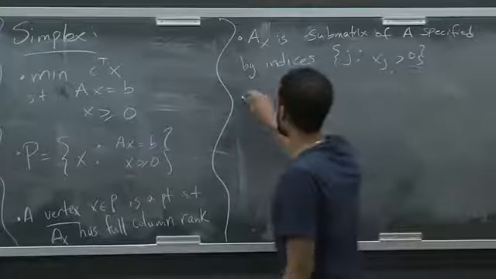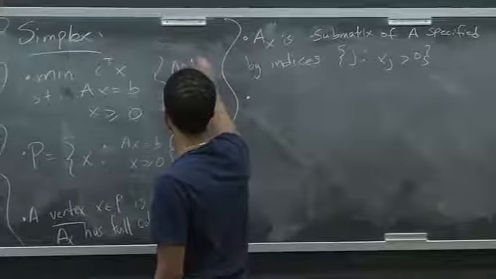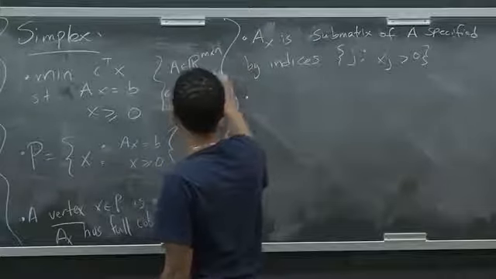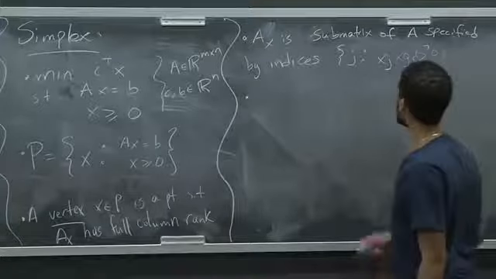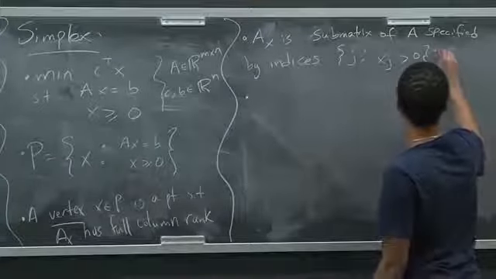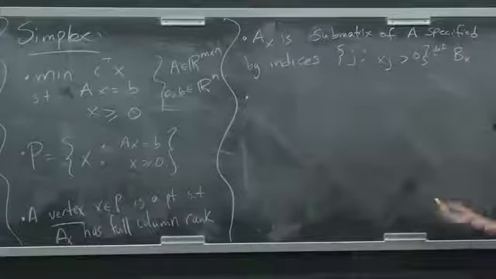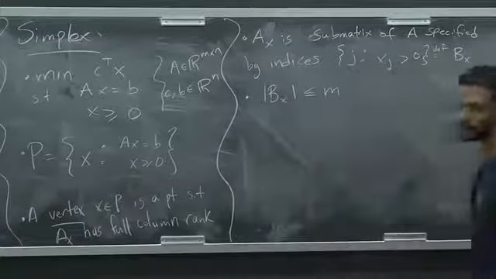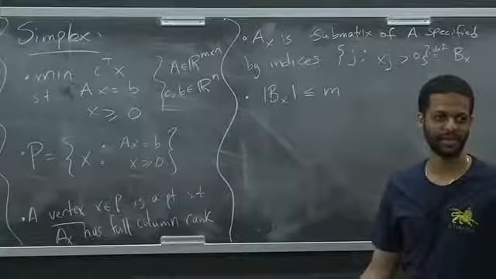And remember that we're in this situation where A is m by n, and c and x are n-dimensional vectors. Okay, so this already tells us that, and let me define this to be B_x, the basis for x, that's what we called it last time. This implies that B_x has size at most m, because column rank equals row rank, and the row rank is definitely at most m.